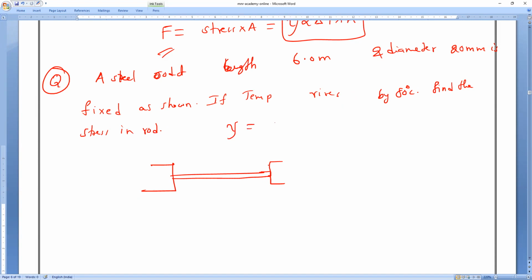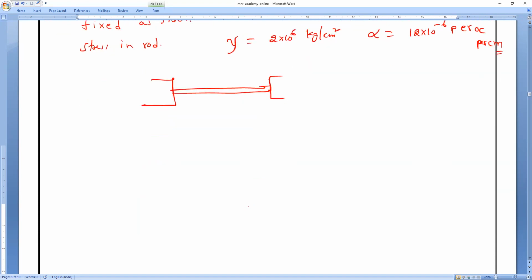And Young's modulus is equal to 2 into 10 power 6 kilogram per square centimeter, and alpha is equal to 12 into 10 power minus 6 per degree Celsius. So now let us solve this one. If it is allowed to expand freely.